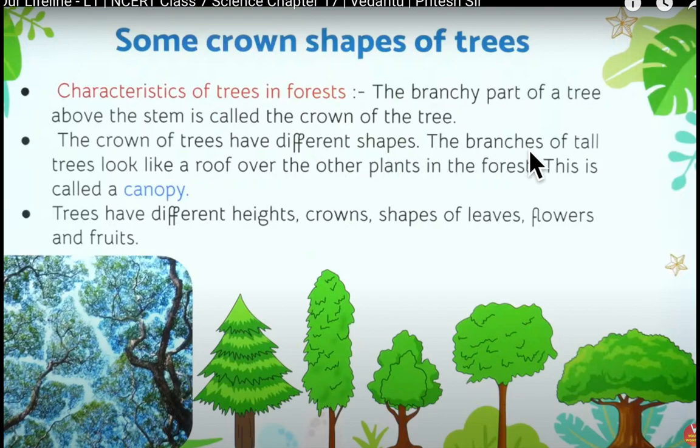The branches of tall trees look like a roof over the other plants in the forest. If we see the forest from a distance, the branchy part, meaning the crowns of the tall trees, looks like a roof, and this roof is called the canopy. Trees have different heights, crowns, shapes of leaves, flowers, and fruit. So they form different layers in the forest. Means different heights of trees show that there are different layers in the forest.